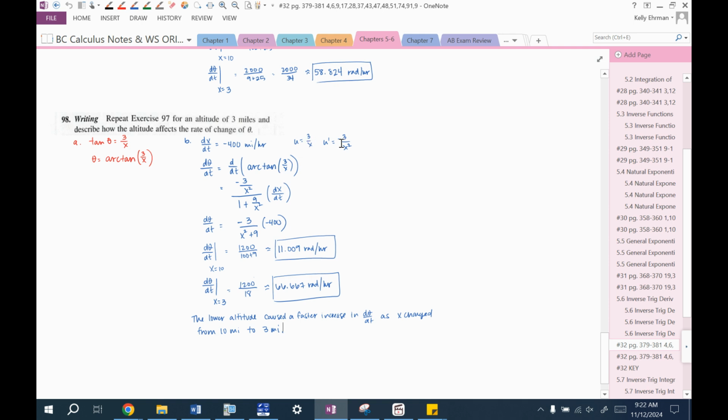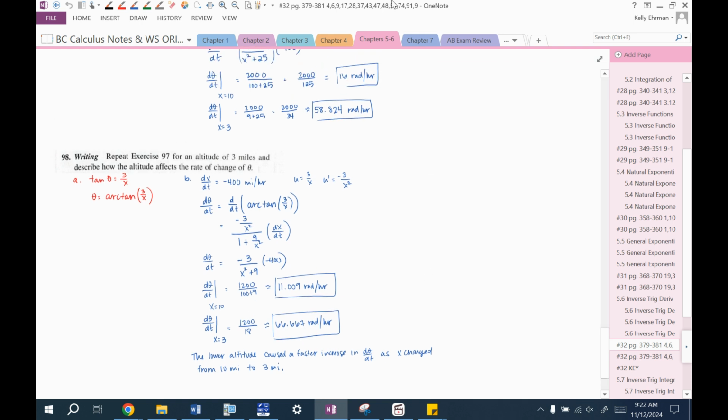I did a slightly different u sub here so that when I do my formula, instead of negative 5 over x squared, it's negative 3 over x squared over 1 plus 9 over x squared. Let's get the x squareds out of there. That becomes negative 3 over x squared plus 9. And dx dt is negative 400. So, I did find the decimal approximations here. Let's take a look at this.